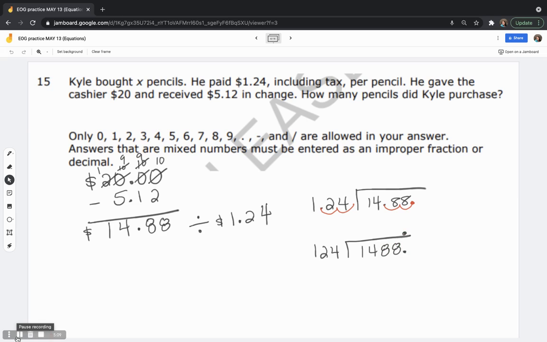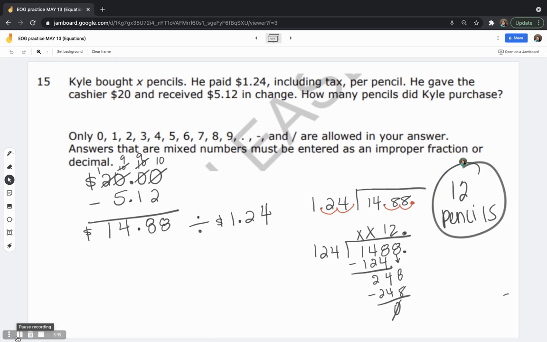So 124 cannot go into 1, cannot go into 14, but can go into 148 one time. And I'm going to subtract 124, and that would leave me with 24. I'm going to bring down that 8. 124 can go into 248 two times, and I am left with nothing. So Kyle bought 12 pencils total.